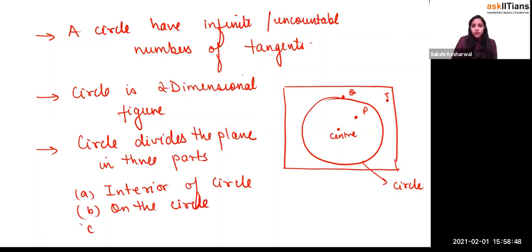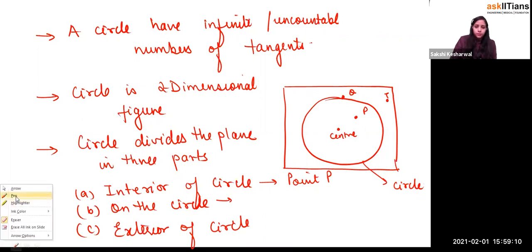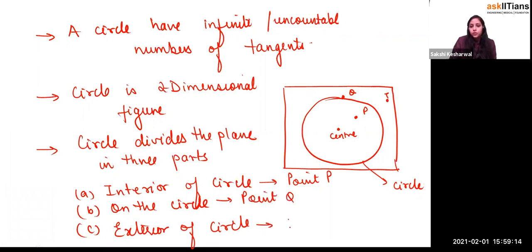Yes. And C is what? The exterior of circle. Right? So we can say that the interior of the circle, which point lies? The point P. On the circle, point Q. Right? I'll write this point P. And this I will write as point Q. This is lying on the circle. And this is exterior of the circle means what? Point T. So this is the things we have learned, right?